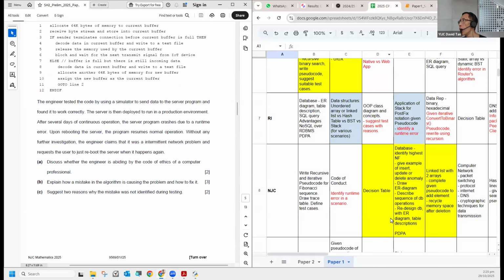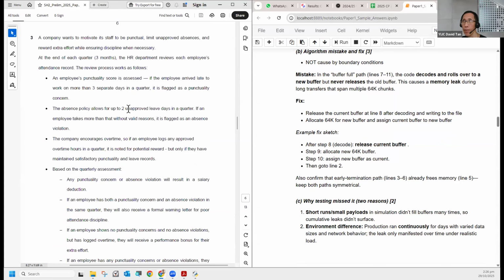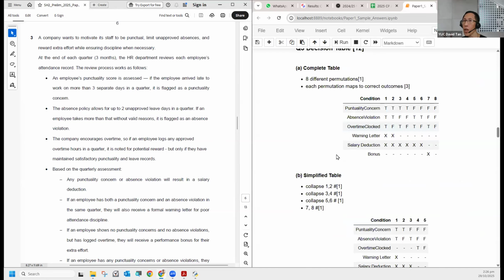Question 3. Although none of you selected question 3, I want to say a little bit about it. Question 3 is a decision table. I think there are many examples in the A level and also the other colleges on decision tables. But one thing: if you are trying to identify the conditions and the actions, the number of conditions is usually 3.